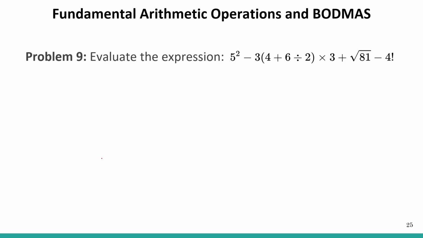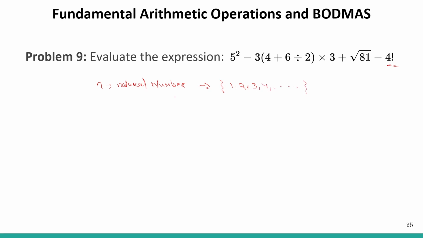So let's go for problem number 9. Evaluate the expression 5 square minus 3 into 4 plus 6 divided by 2 whole into 3 plus square root of 81 minus 4 factorial. So let's first learn factorial. What is factorial? If you are given a natural number n, what is the set of natural numbers? It is 1, 2, 3, 4, and so on.